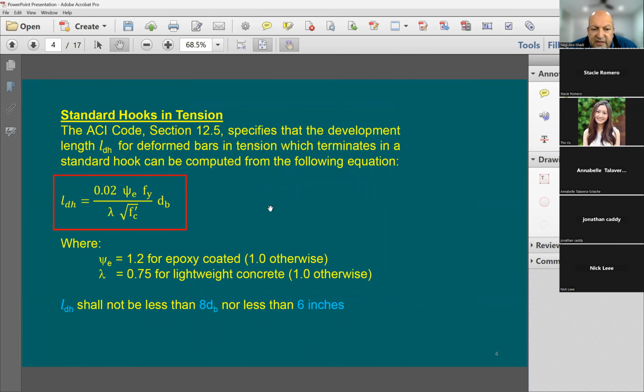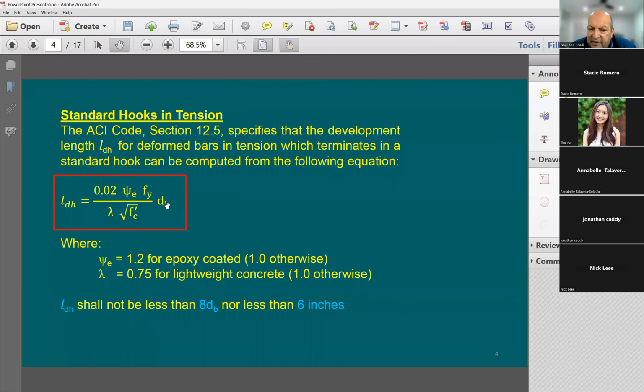And then it says here in this equation it's going to be 0.02 psi sub E. And I just have here one value or two values for the psi sub E for the epoxy coating, either 1.2 or 1. If you remember in the previous straight development, we have 3 values. So this here is going to be a little bit simpler. So we have 0.02 psi sub E, just a factor for the epoxy coating, times F sub Y. F sub Y here has to be in psi.